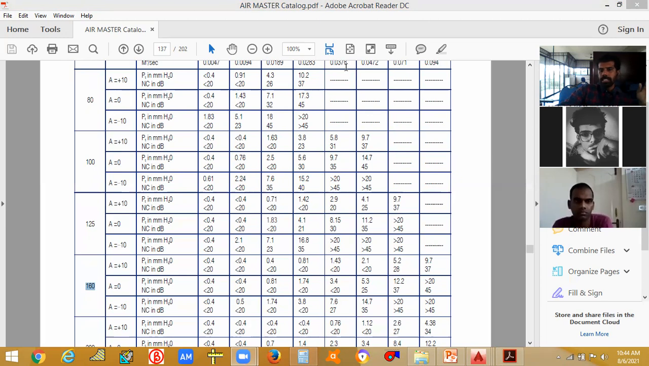When you are designing with the software, they will be asking what is the maximum NC. There you give 35. According to that, the software will be processing it and giving you the size. In the software, they will be asking what should be the maximum noise criteria that you are trying to give. So we have to give 35 as the maximum. Understood? So this is the way that we will be choosing it.